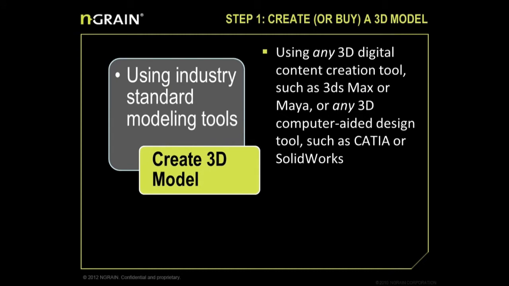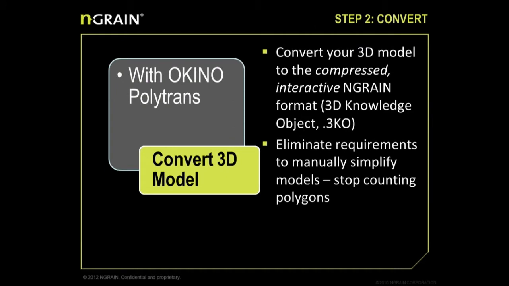Using any digital content creation tool, such as 3D Studio Max or Maya, and any computer-assisted drawings, such as CATIA or SolidWorks, there's actually a whole host of different formats that we use here at NGRAIN, and you can learn more about those file formats on our website. Right now, let me just give you a quick introduction to what we'll be showing today. Today I'll be using Okino Polytrans, which actually comes bundled with the NGRAIN production suite.